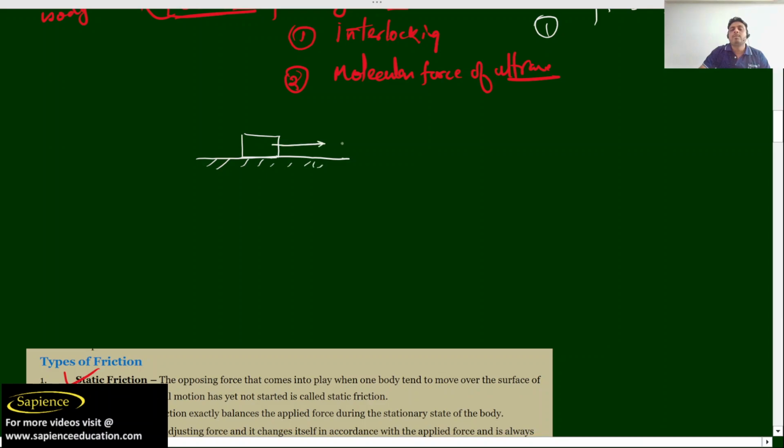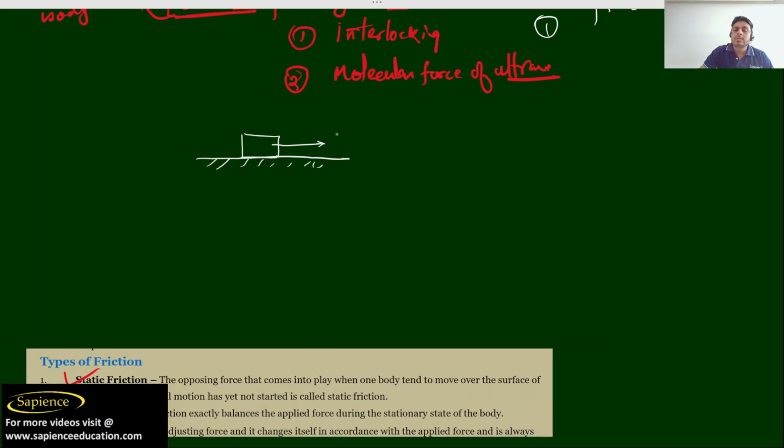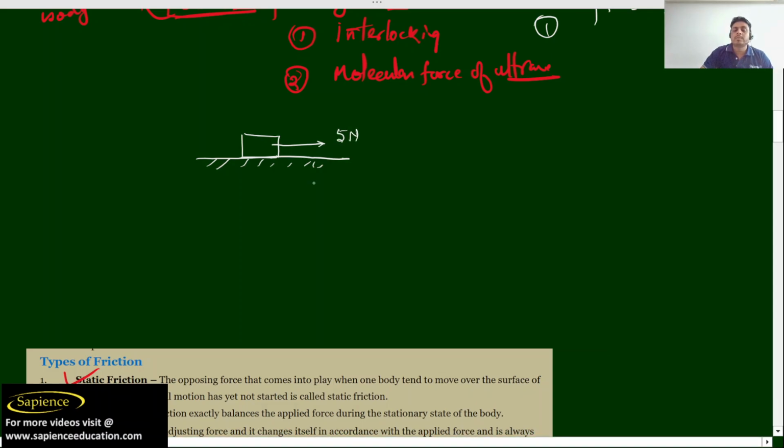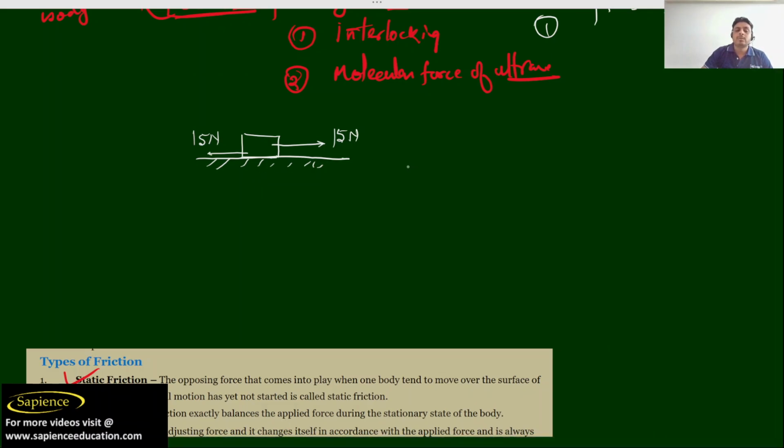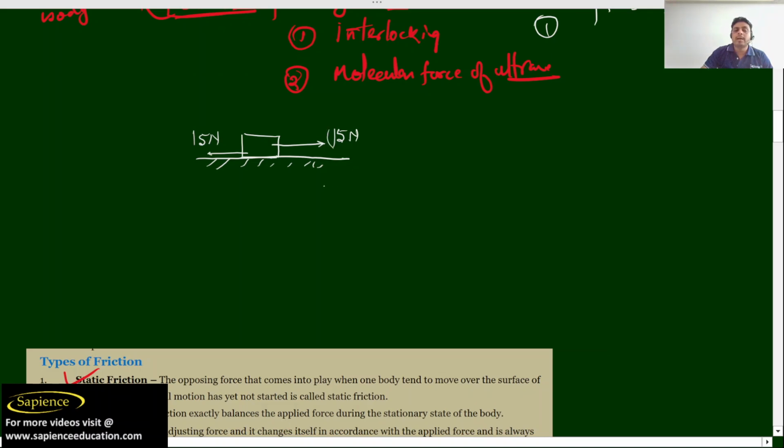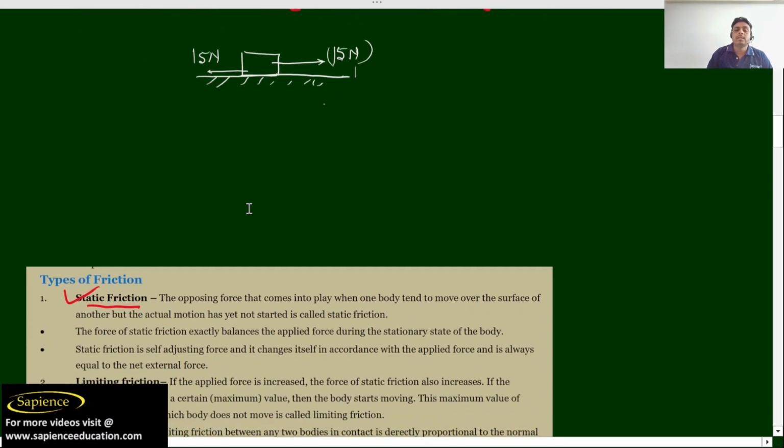You apply a force. Suppose there is a 5 Newton force. How much friction force will be applied? 5 Newton. And if you increase it to 15, then the friction force will also be 15. Understood? So till the body is raised, the friction you applied is known as static friction. Till the body is raised.